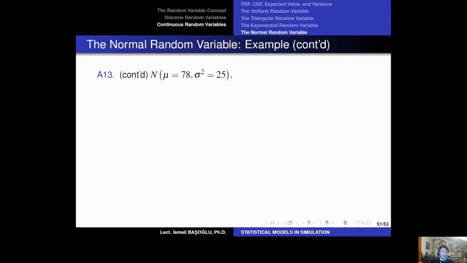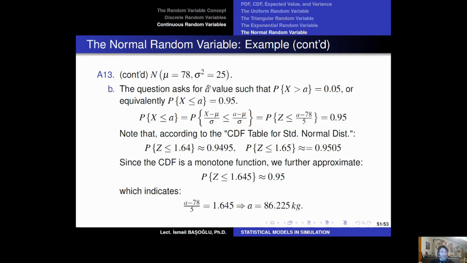So in this part, we say that there is a certain amount of kilograms A such that only 5% of the students are having a weight greater than this value. So the probability of a randomly selected male student to weigh greater than A is 0.05. Or in other words, the probability of a randomly selected male student to weigh less than A is 0.95.